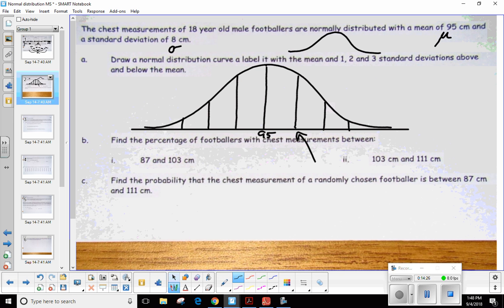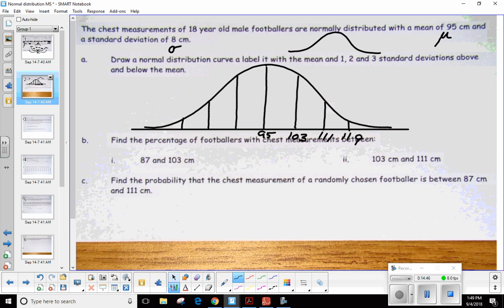103. Okay. Above, you want to add the standard deviation. Below, you want to go ahead and subtract. So 95 plus 8, this would be 103, plus 8 is 111, and plus 8 is 119.